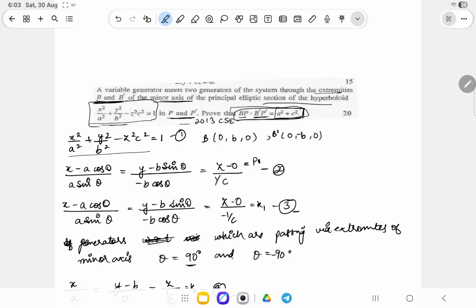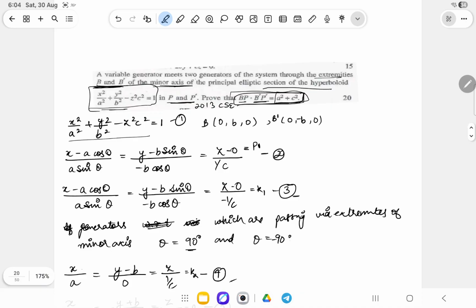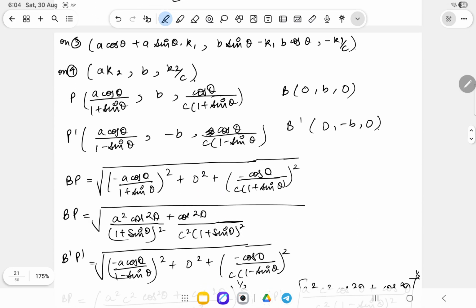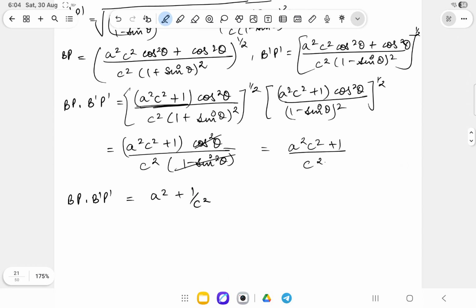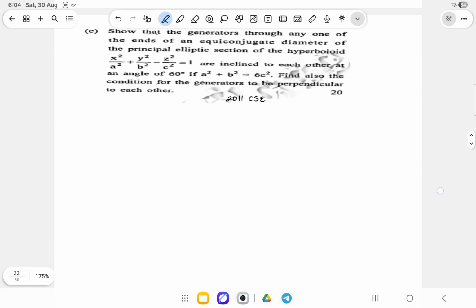because a square plus c square will get a square plus c square only when it is z square by c square. And to prove that, you can use the similar method, but just there will be a change here. In here you'll get c and here minus c, and you can solve that as well. But for this hyperboloid, we'll be getting this only a square c square plus 1 by c square. So let's move on to the next question.